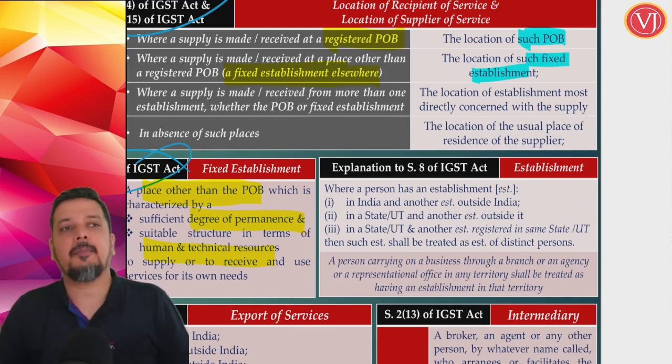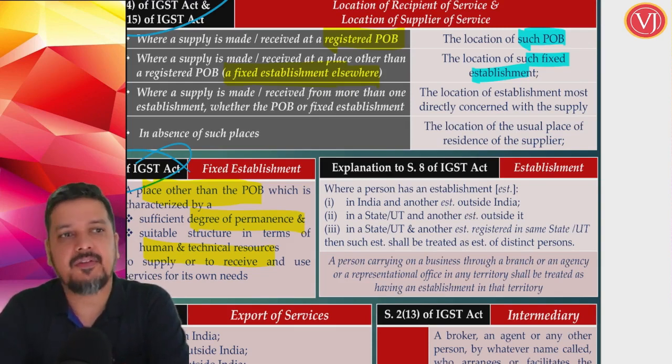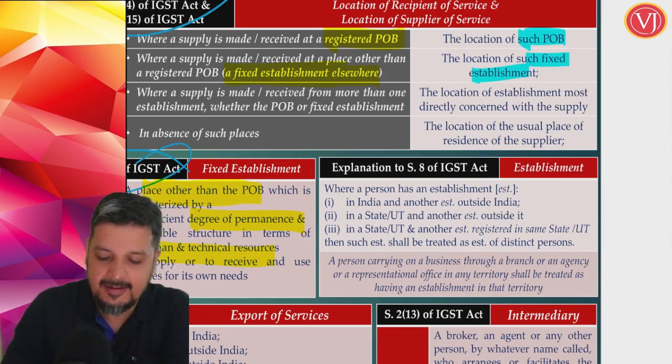Now, assume that I am the supplier of services located in multiple places. I have my branch in Delhi, I have my branch in Bangalore, I have my branch in Coimbatore. Now, from where I am supplying my services, the place from where I am going to supply my services might be Delhi, it might be Bangalore, it might be Coimbatore, whichever is more directly concerned.